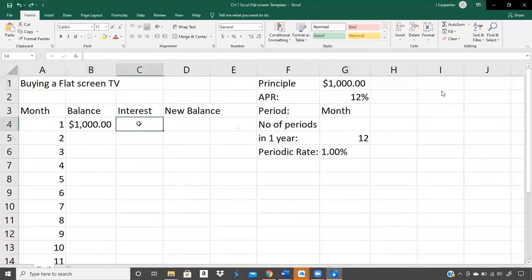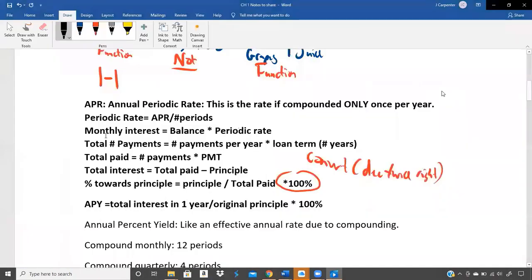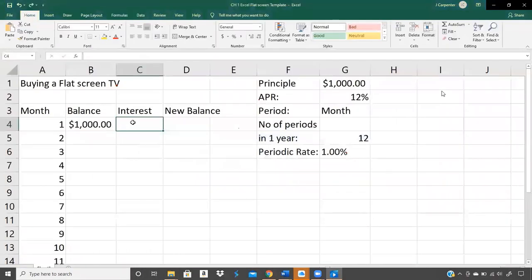Interest. The way we calculate interest is you take the balance times the periodic rate. So that might be an answer previously. Hint, nudge. And that was one of the formulas. Interest is a product. Your monthly interest is a product of balance and periodic rate. So I need to take the balance of $1,000, which is in this cell, and I need to multiply it by the periodic rate, which is in this cell. So I need to multiply these two things.